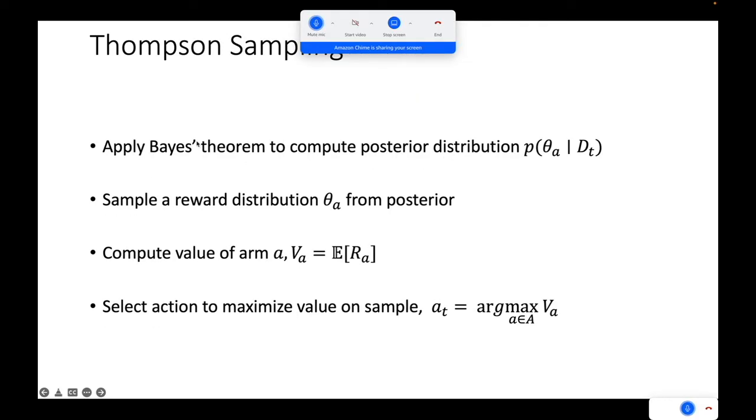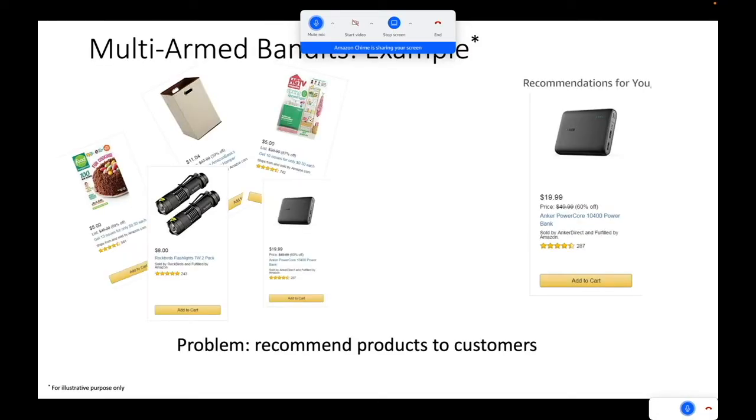So the Thompson sampling algorithm proceeds this way, and if it sounds a little abstract at this point, we'll look at an example right after. What we do is apply Bayes theorem to invert the probability. So now we have a probability over the parameter, and we draw samples from this posterior and use that sample to compute the value of an arm. Okay. Now, whichever arm has the highest value, that arm is selected at that point in time.